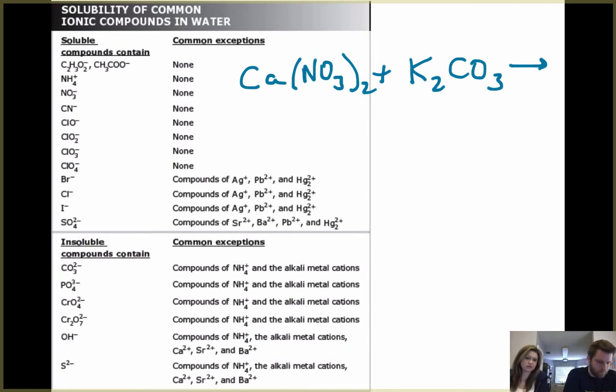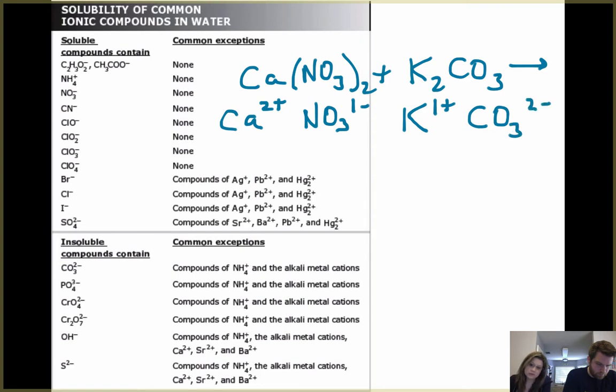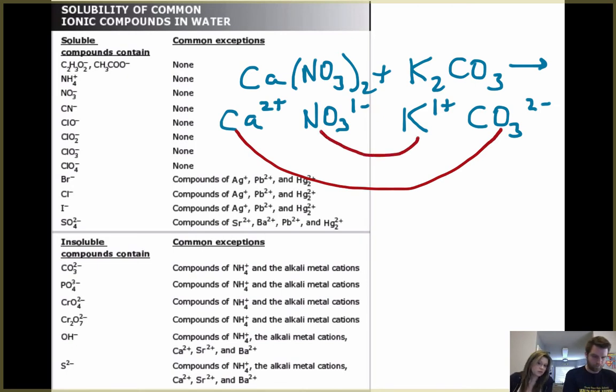First let's break everything into our ions. So calcium and nitrate from the first compound. Calcium's +2, nitrate's -1. And then we have potassium and carbonate. Potassium's +1, carbonate's -2. If we have a double replacement reaction, what happens? There's a double switching of partners. So calcium's not going to be with nitrate anymore. Calcium's going to be with carbonate, which leaves potassium with the nitrate.